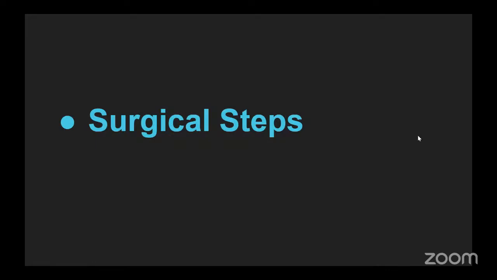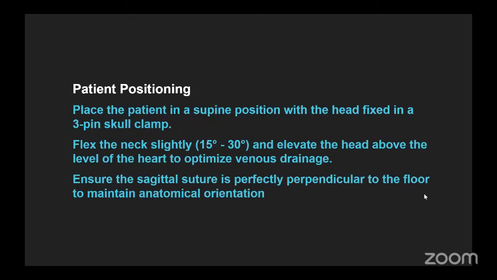These are the surgical steps that we are going to breeze through. We put the patient in a supine position, we flex the neck slightly, and ideally we ensure that the sagittal suture is perpendicular to the floor so that we are anatomically oriented during the surgery.